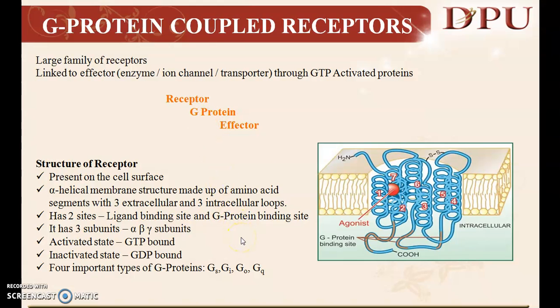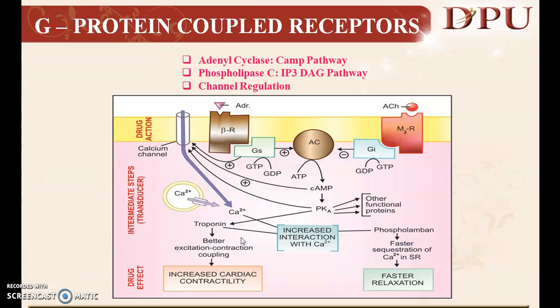So if a drug activates a receptor which is bound to GS protein, a pathway called the adenyl cyclase cAMP pathway gets activated. For example, you can see in the diagram here, when a drug binds to a GS protein coupled receptor, the GS protein gets activated.